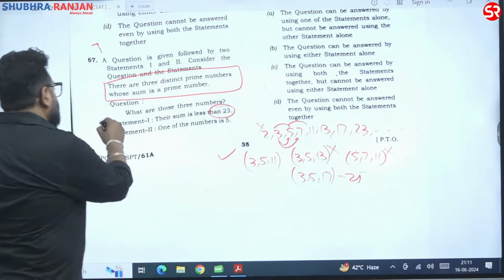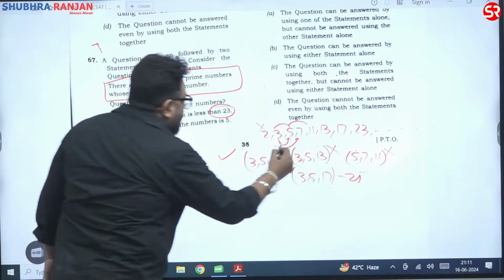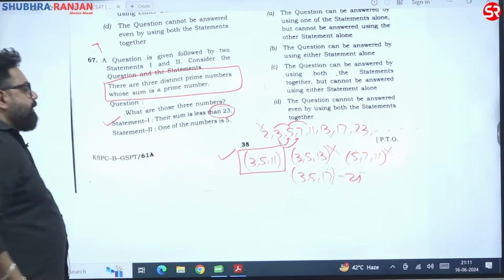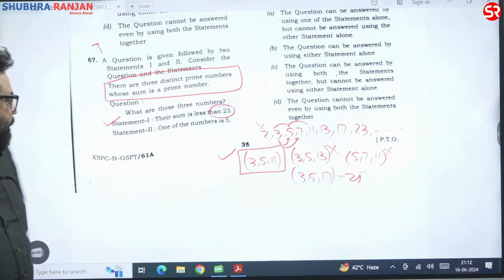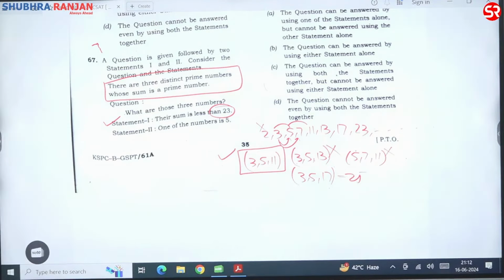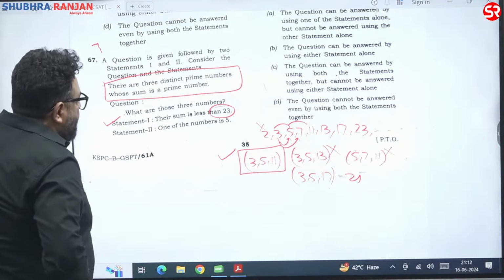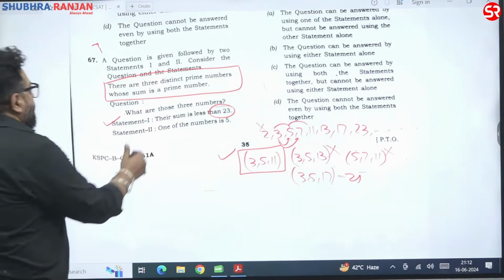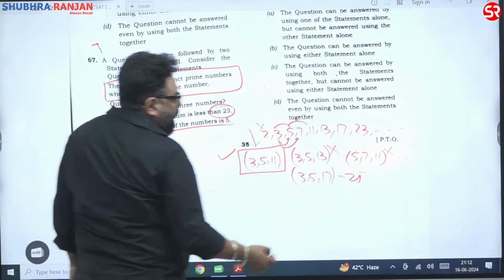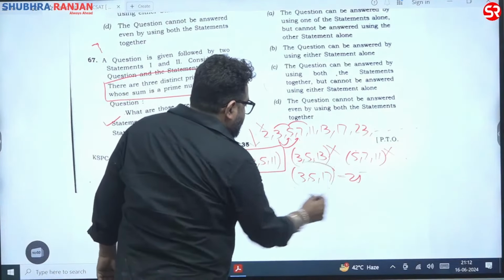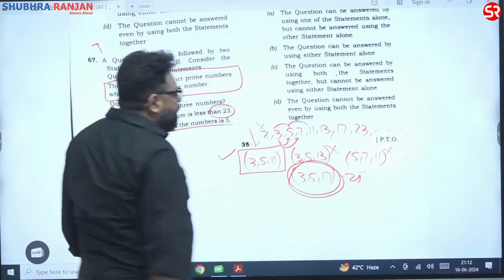So I think there is only one unique triplet which is prime and its sum is also prime, which is 3, 5 and 7. 3, 5 and 11: 3 plus 5 is 8 plus 11 is 19. No other. Second, one of the numbers is 5. Now, एक तो यही है 3, 5, 7 and one of them is this also here. No, there would be one of them.